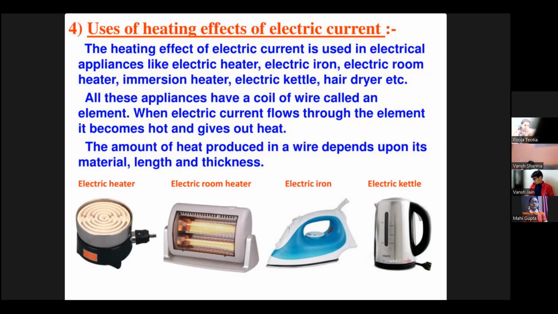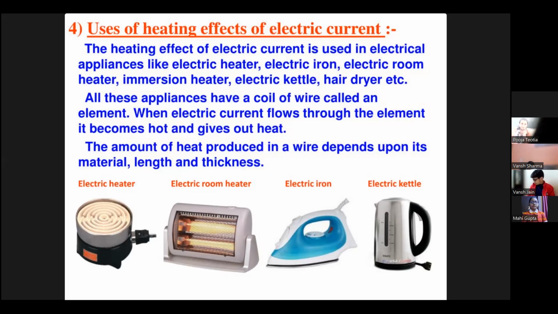It's very important, children. For example, you have seen electric heater, electric room heater, electric iron, electric kettle. So these are all examples of the heating effect of electric current. And the amount of heat produced in a wire, what does it depend upon? Material, length and thickness of the wire.